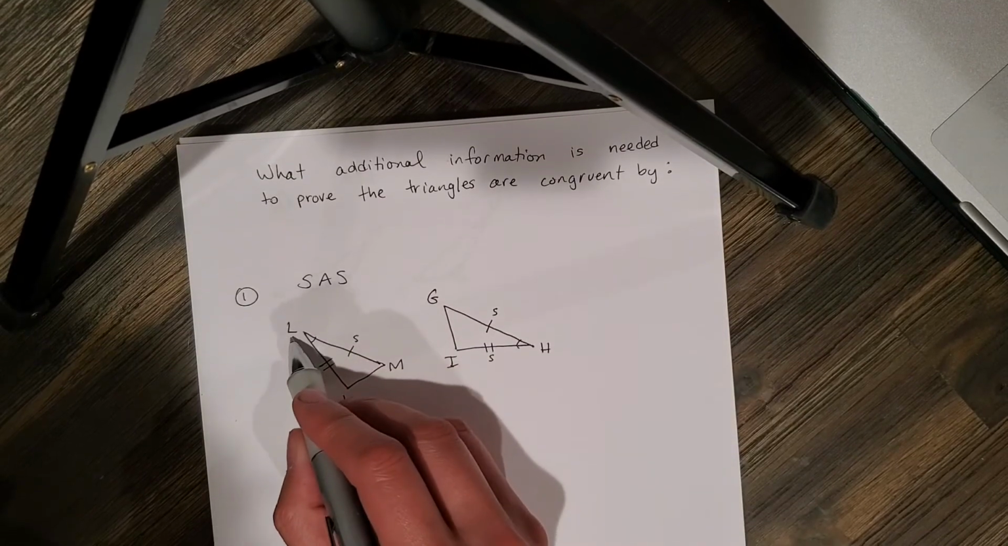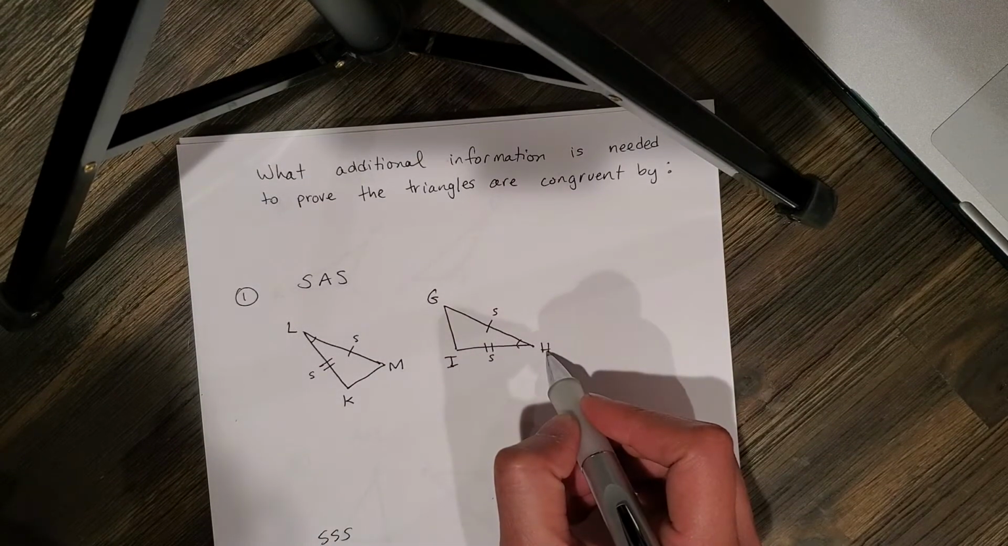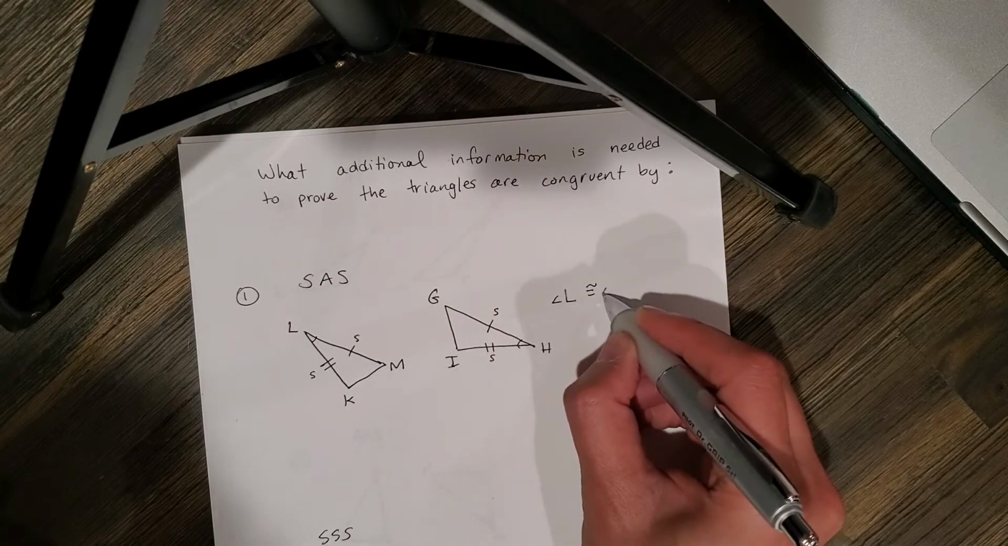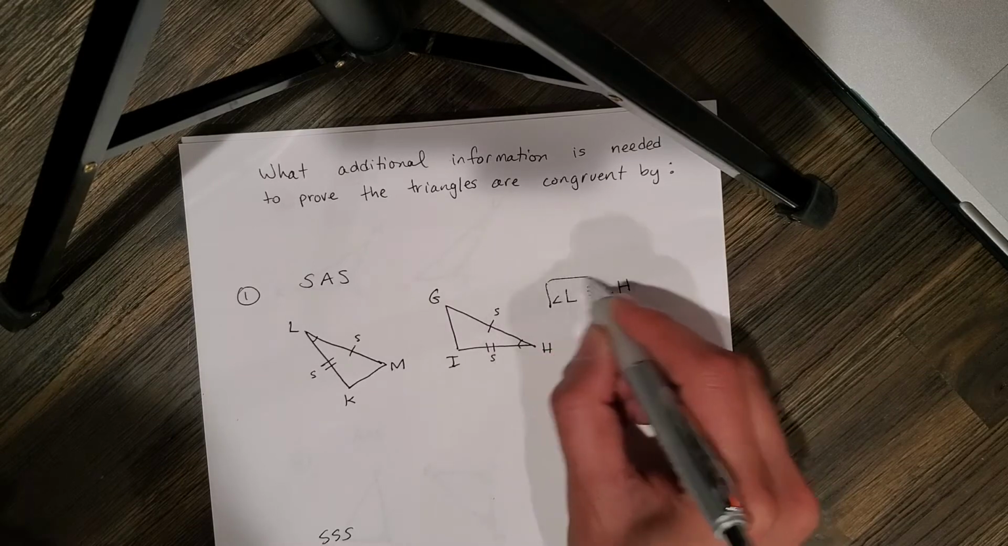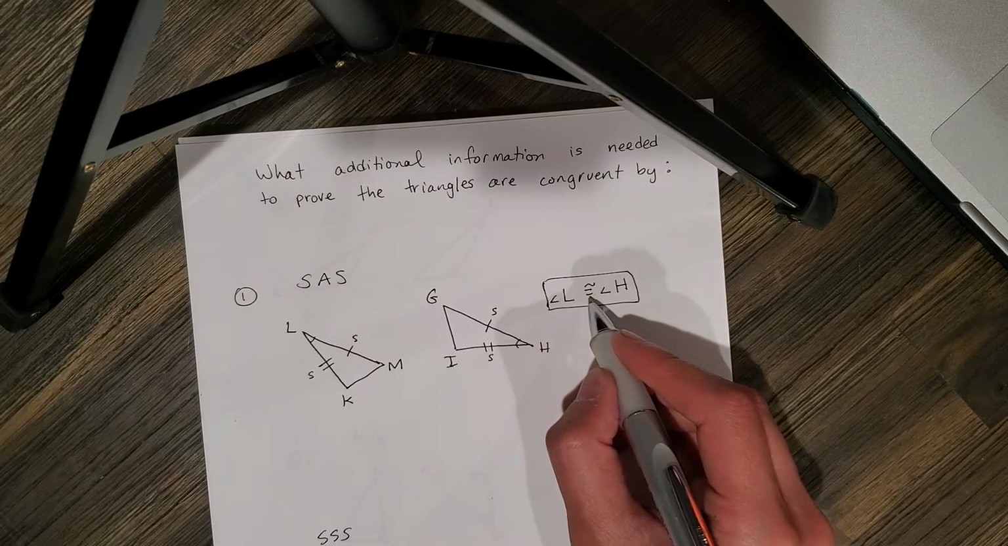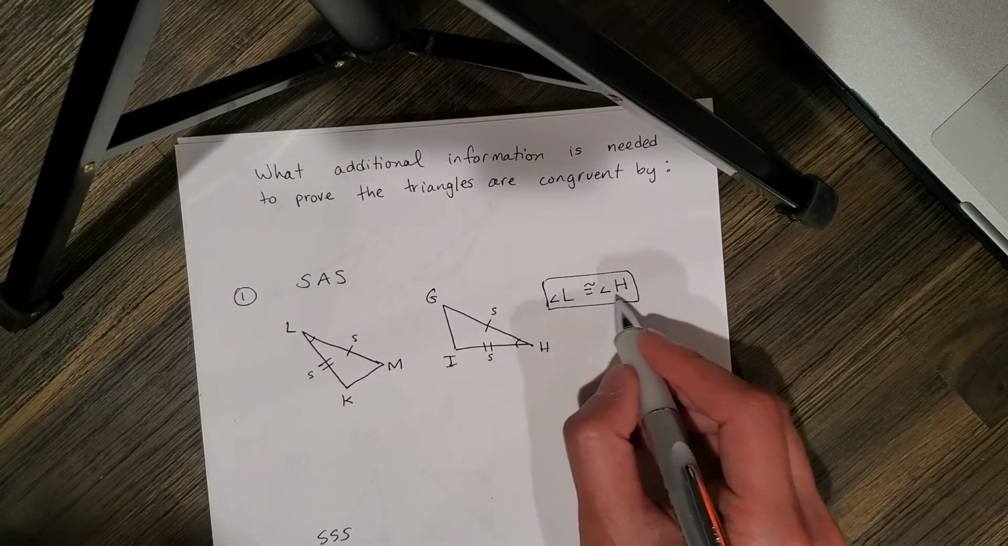So here's how I'm going to do this. Angle L has to be congruent to angle H. Angle L congruent to angle H. And that's it. Okay? So this symbol here in between means congruent, and this is angle L and this is angle H.